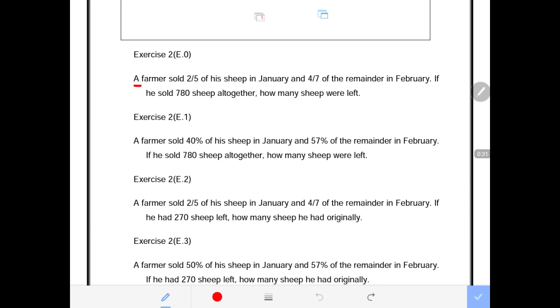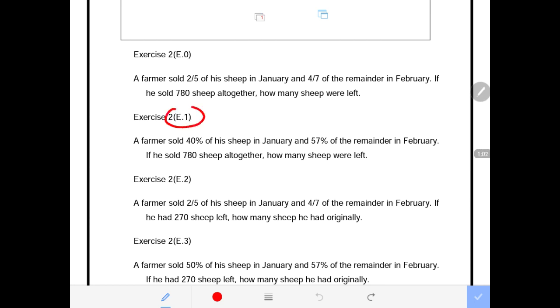It says a farmer sold 2/5 of his sheep in the month of January. And then he sold 4/7 of the remainder in the month of February. If he sold 780 sheep altogether, then how many sheep were left? Now, what I did in this question, I divided it into 4 different scenarios.